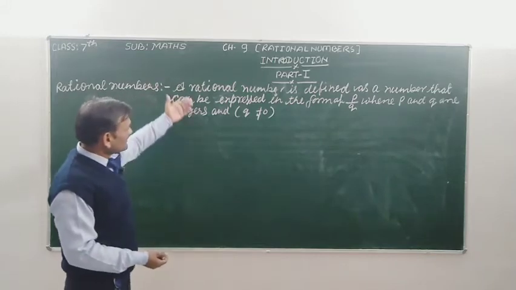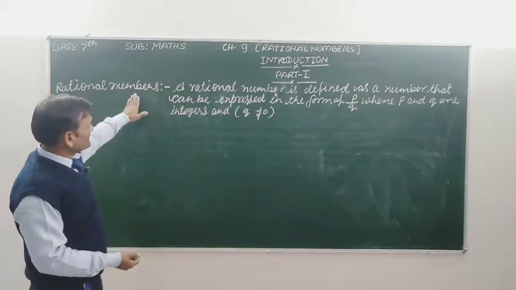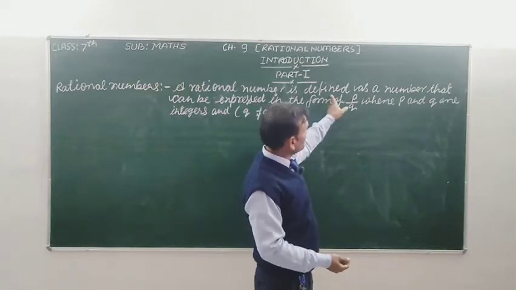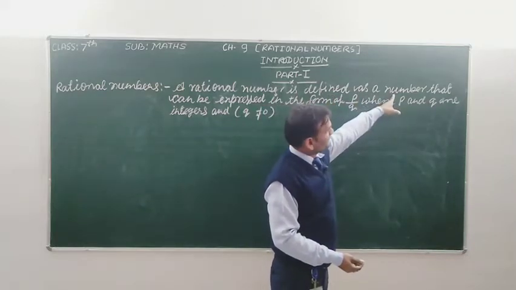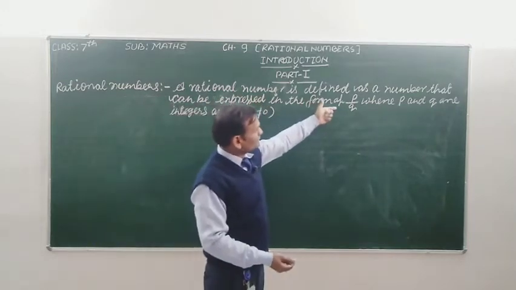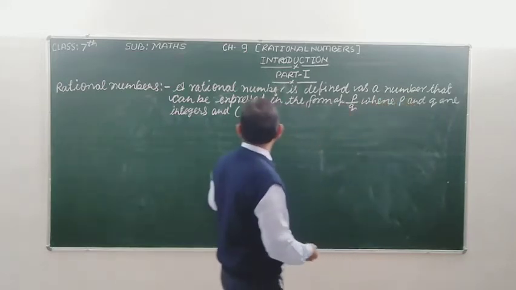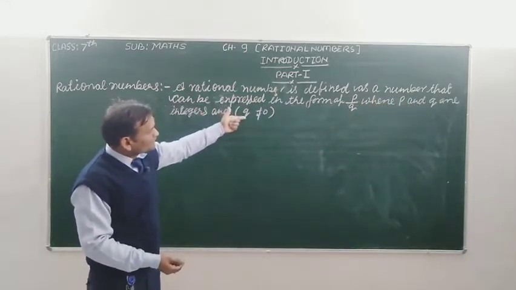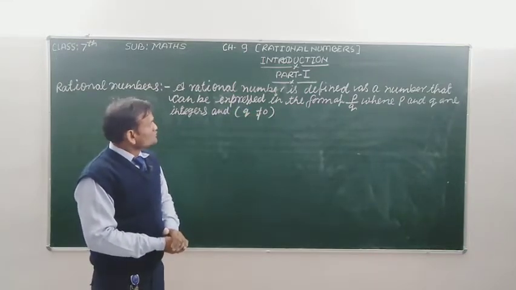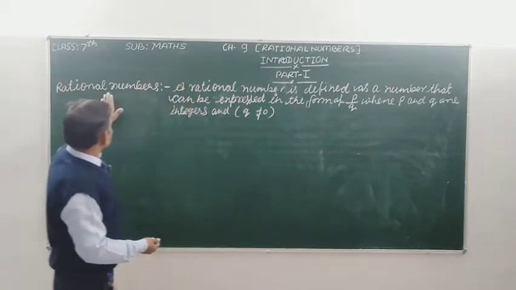So, students, I have already written on the board the definition of the rational number. A rational number is defined as a number that can be expressed in the form of P upon Q, where P and Q are integers and Q is not equal to zero. So, students, this is the definition of the rational numbers.